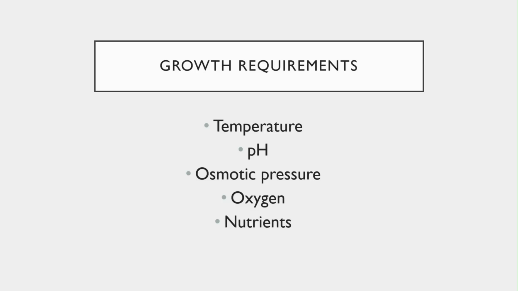Some of them are biotic, like we discussed, some of the nutrients that microbes can obtain. Our growth requirements that we're going to list out here are temperature, pH of the solution or medium they're growing in, the osmotic pressure, oxygen levels, and nutrients. Just as you can imagine, different animals need their own specific environmental conditions, so will each microbe have their own specific growth requirements.